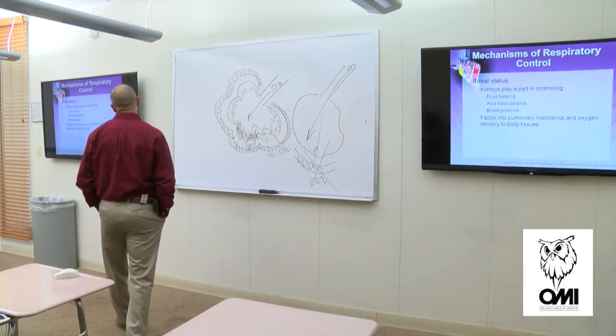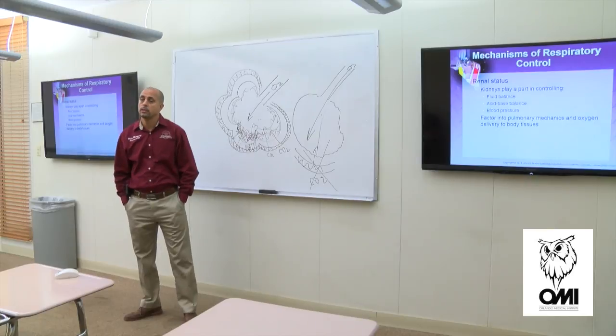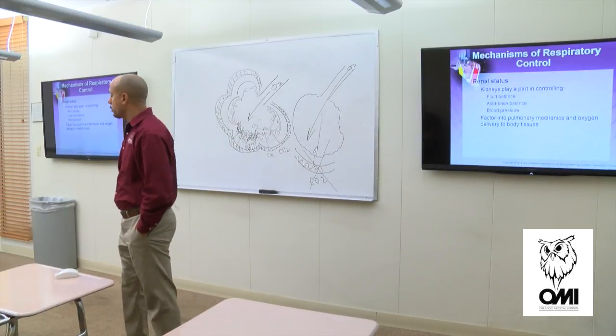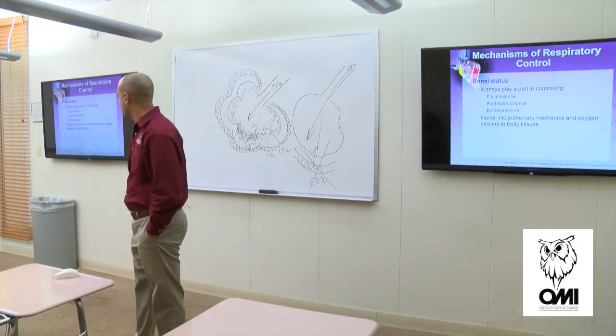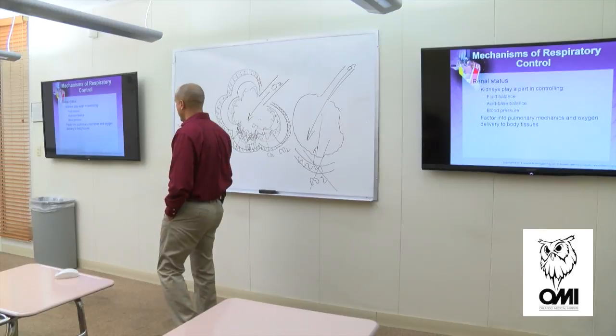Kidneys play a role in controlling this because of fluid balance and acid-base balance. Not only does the respiratory system get rid of excessive acid, but so does the renal system. The kidney systems do the same. So they maintain pressure, they maintain fluids, they maintain acid balance.